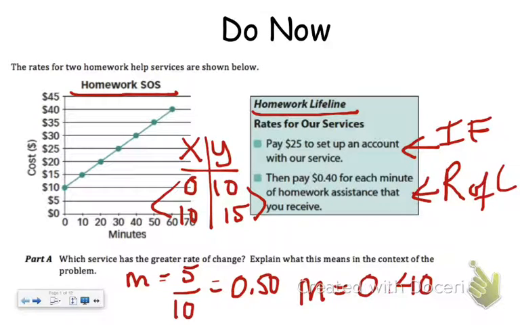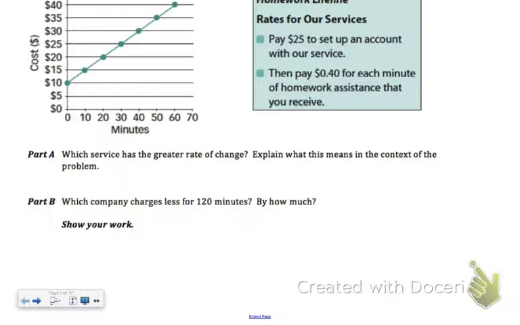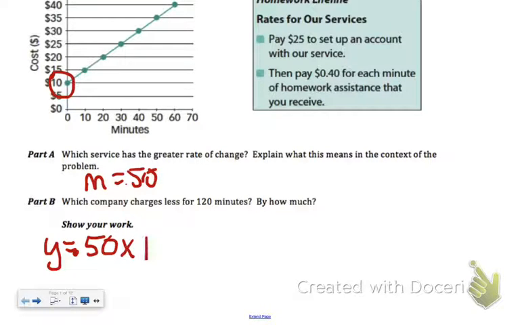So in this case, we can answer the question in a complete sentence by stating that Homework SOS has the greater rate of change of 50 cents per minute of homework assistance. So our slope for the first equation was 50 cents per minute, and we have a y-intercept, or starting value, of $10, which means that for the first company, our equation is y equals 0.50 times x plus a $10 registration fee.